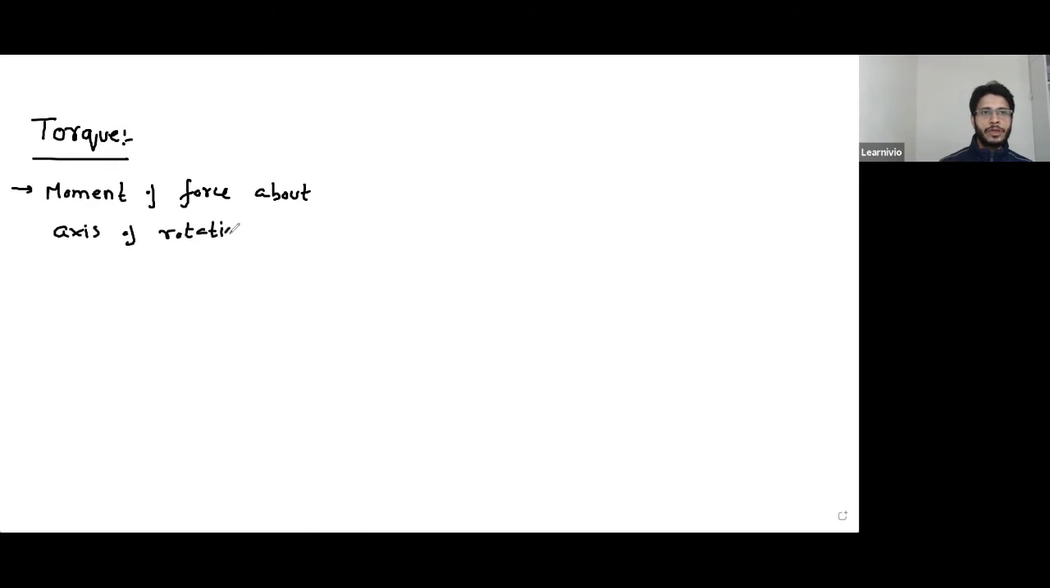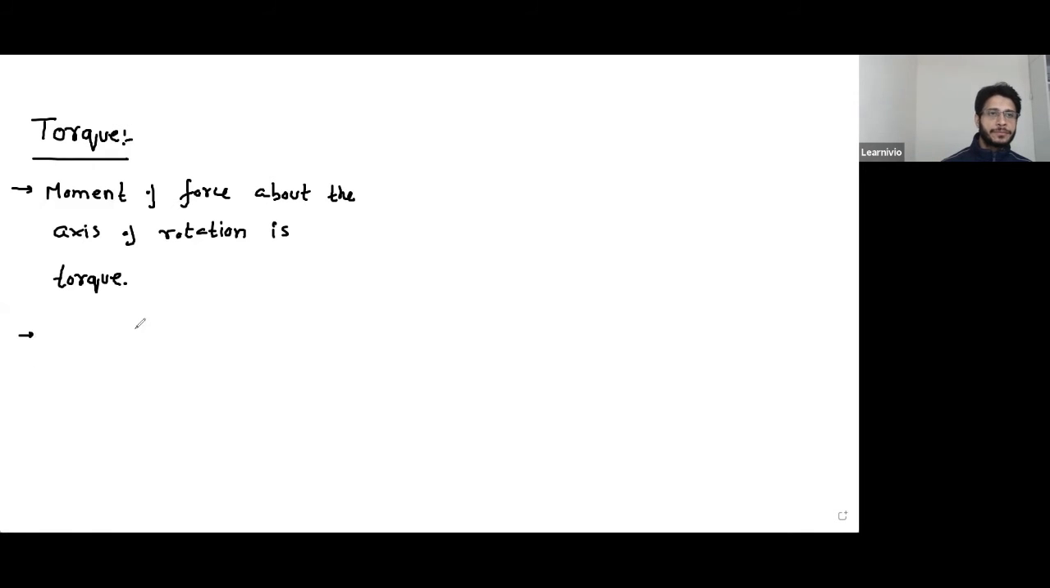Axis of rotation is torque. So the moment of force about the axis of rotation is torque. This is torque. So if a body is rotating, then the moment of force about the axis of rotation is torque. We will not derive the expression of torque. We will just define it.